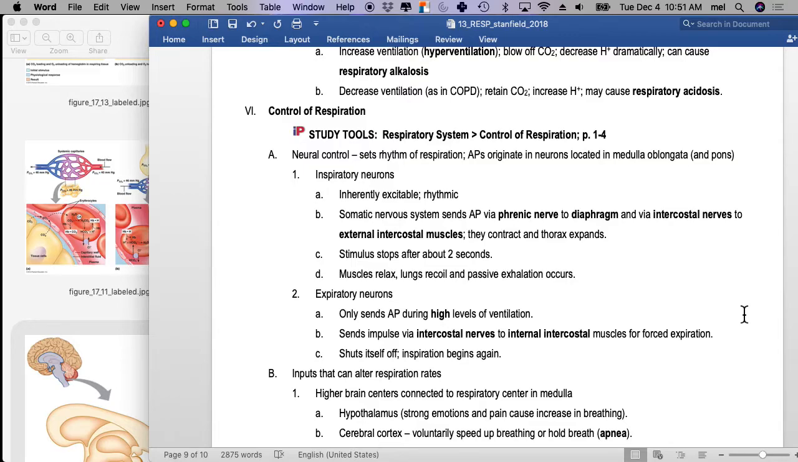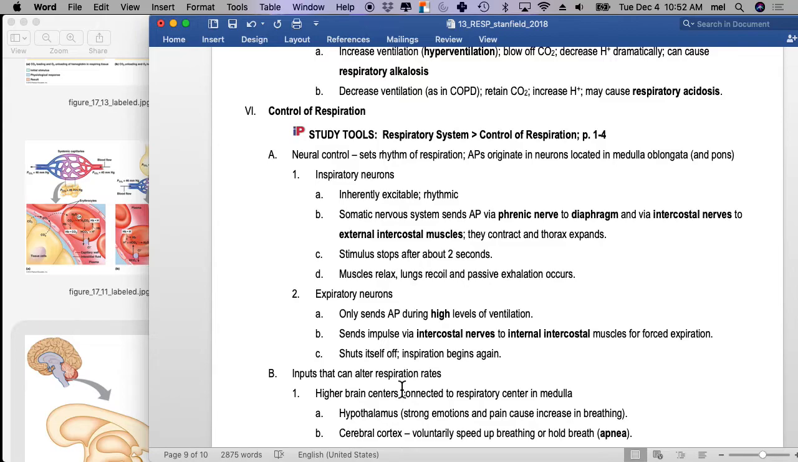And what those will do is they'll only send action potentials during high levels of ventilation or forced expiration. And then they'll send an impulse via the intercostal nerves to the internal intercostal muscles, yeah? And squish the ribs together to do forced expiration. Simultaneously, by the way, not directly related to respiration, but indirectly, they'll also contract the abdominal muscles so that you can push on the diaphragm from the bottom, right? So one of these works all the time, and one of them only works when necessary, right? That makes sense?